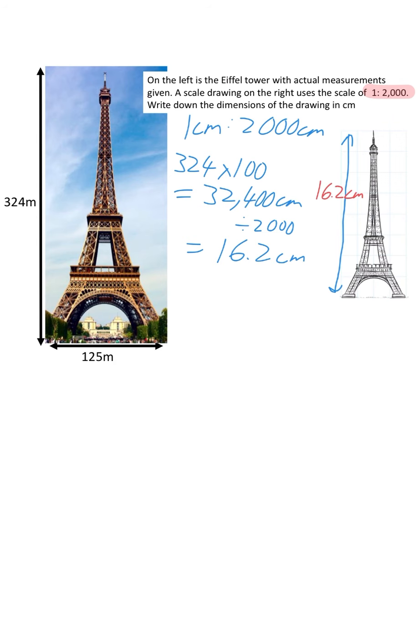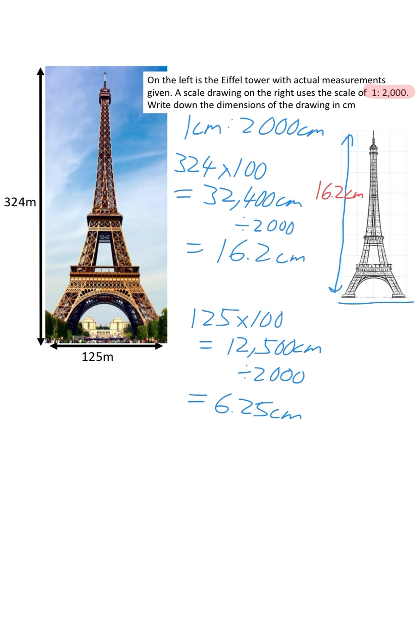Okay, let's do the same now with our base. So we have 125 meters. So I'm going to multiply that by 100 to change it to centimeters. So we have 12,500 centimeters. Now let's divide that by 2000. And that is going to equal 6.25 centimeters. So for our base, we're going to have 6.25 centimeters. And that's it.